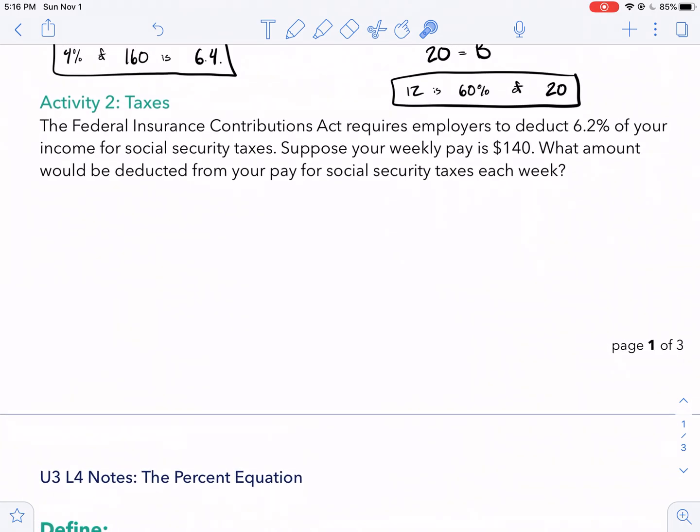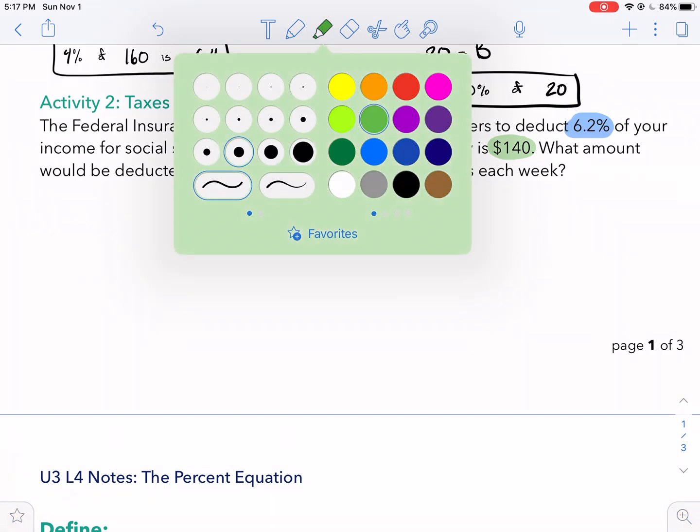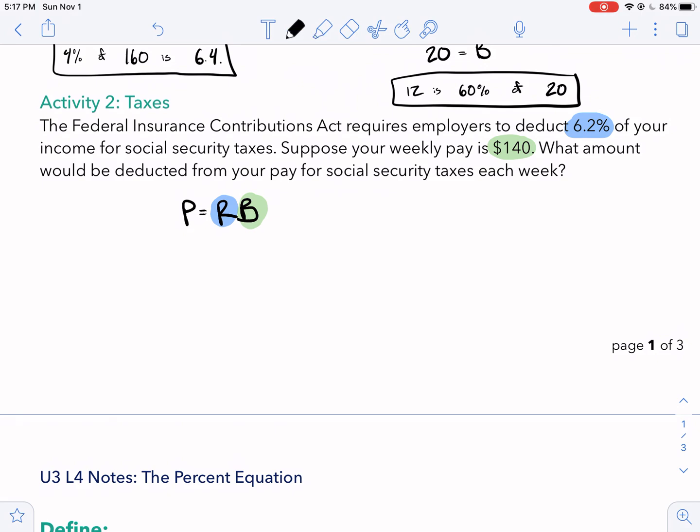So, FICA, I think that's what that is. Well, anyway, this act says that you have to deduct 6.2% of your paycheck for Social Security. So let's say that you earn $140 in a week. You need to find out how much is 6.2% of that. What amount would be deducted from your pay each week? So using our percent equation, we know our rate. We're taxed at a rate of 6.2%, and we know our base. That's $140. So we need to find out what our percentage is.